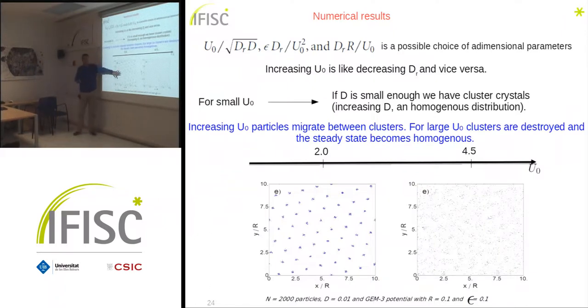If we increase the self-propulsion of the particle, the crystal melts. So in the meantime, this is increasing U0. Okay, I will not show movies because you more or less can see what's happening. As long as you increase U0, which is the self-propulsion, the particles start moving from one cluster to another. At the end, when U0 is large enough, everything is homogeneous again. We already see that U0 is like a diffusion coefficient.